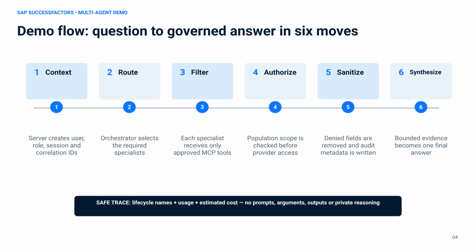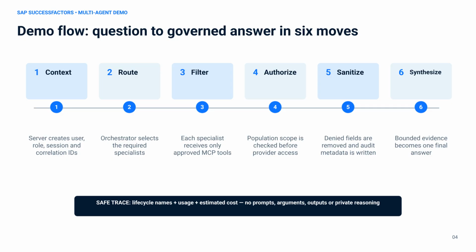Step 3 is tool filtering. Each specialist receives only its approved MCP tools. For example, the Employee Central agent cannot access unrestricted position management operations, and the Security Review agent has no direct HR data retrieval tools. Step 4 is authorization.